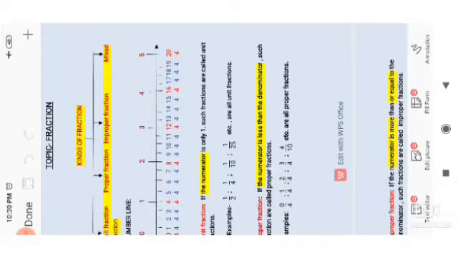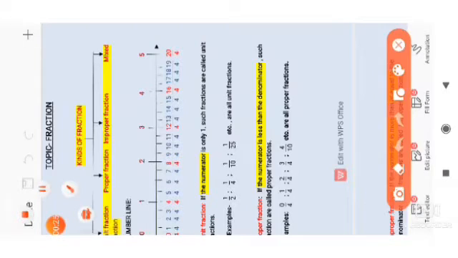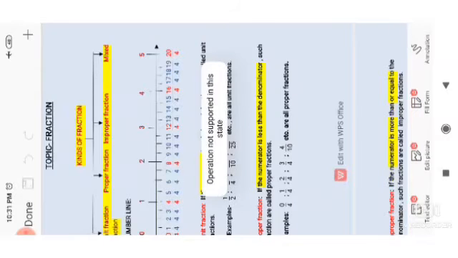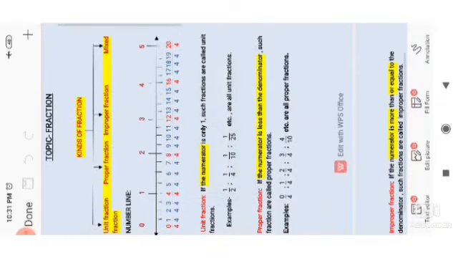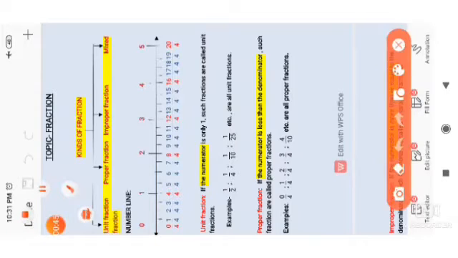Now, today we are again in the chapter fraction. Today we will learn about different kinds of fraction. Before knowing all kinds of fraction, we will check the number line. Here is a number line which I draw here. Just check the number line.